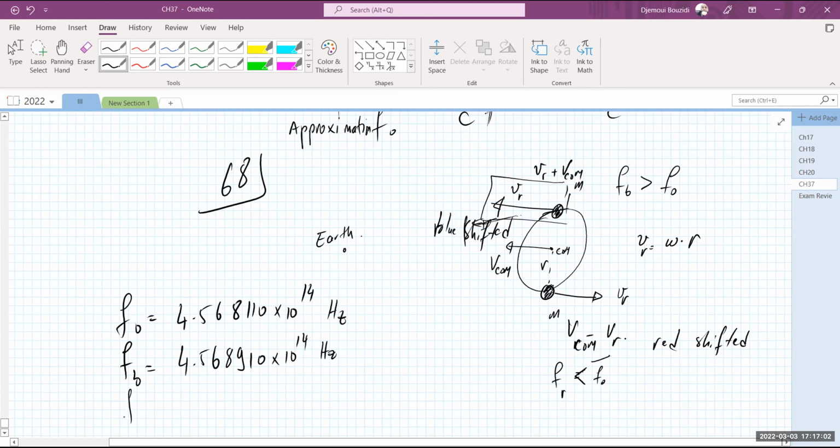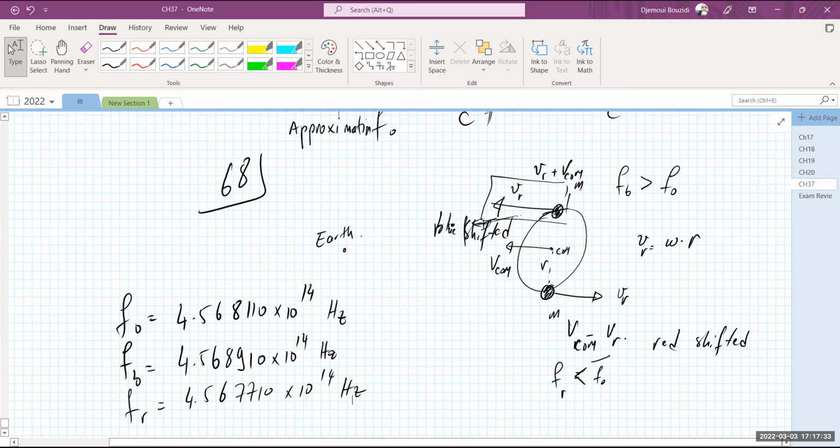And the red shifted, the lower frequency, is 4.567710 times 10 to the power 14 hertz. Armed with this information, this is the star that is receding. Its shift in frequency is less than the actual frequency, and this is the one that is higher. This is the one that is coming closer to us.